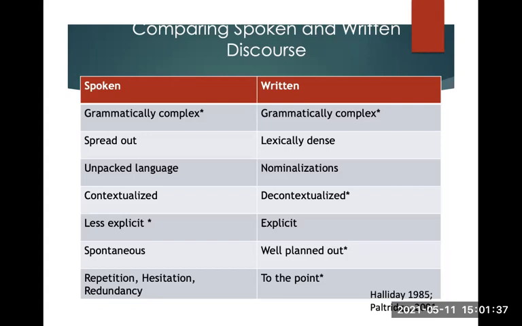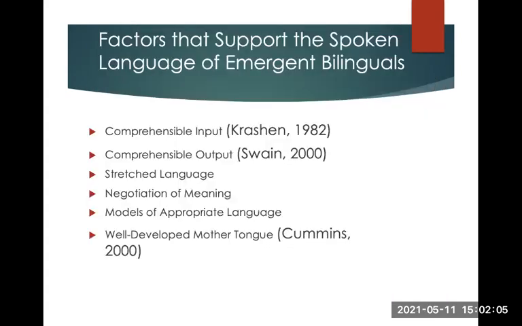Spoken language is typically spontaneous, unless we're in a situation where we have to be very, very careful about our words. It usually comes out as what we're thinking rather than being well planned out, as good writing typically is. As I mentioned before, spoken language is characterized by repetition, hesitation, or redundancy, whereas valued written language in academic settings is typically to the point.